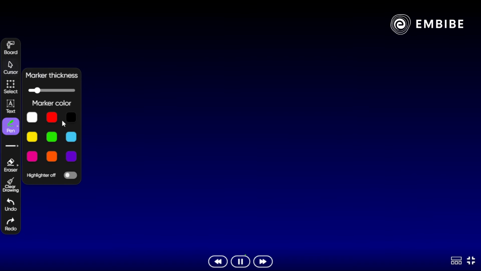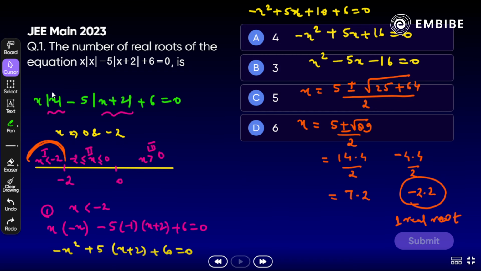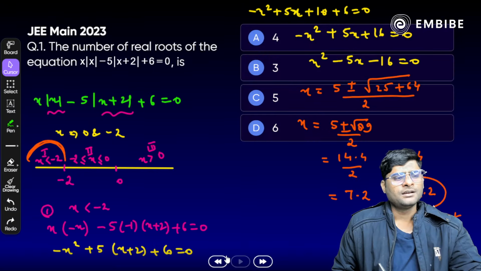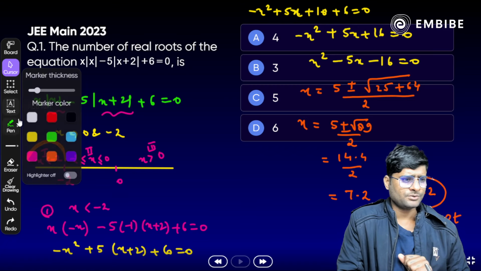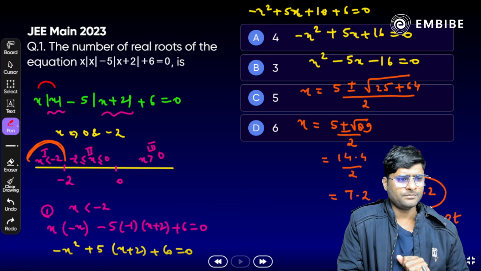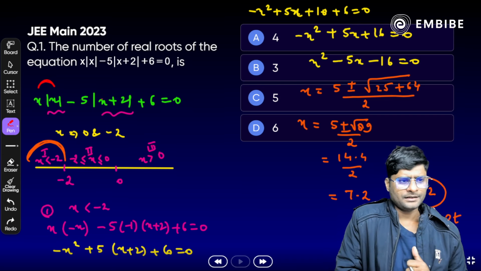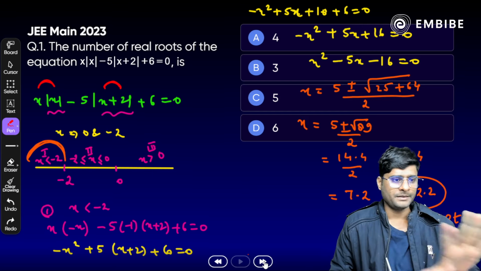Now take a look at the next part. The second region we have here is when x is more than or equal to minus 2 and less than or equal to 0. Take a look here. For the behavior between 0 and minus 2, we can take minus 1. So the first one will become negative, minus x square. And if you substitute minus 1 in x plus 2, minus 1 plus 2 will be positive, so it will remain the same as it is.